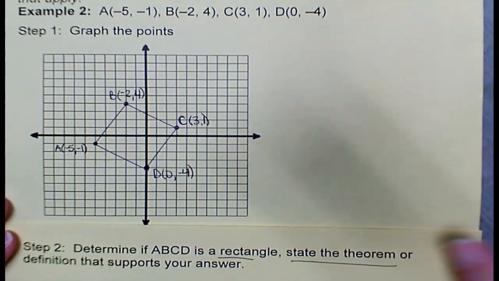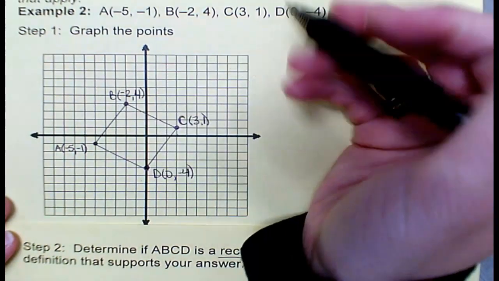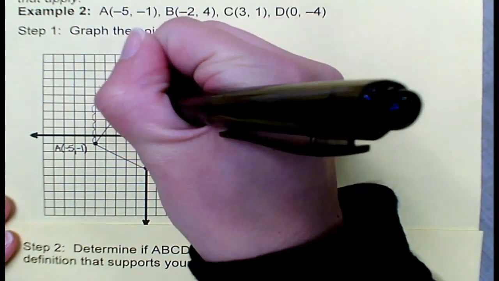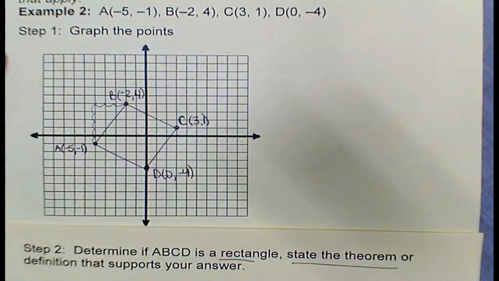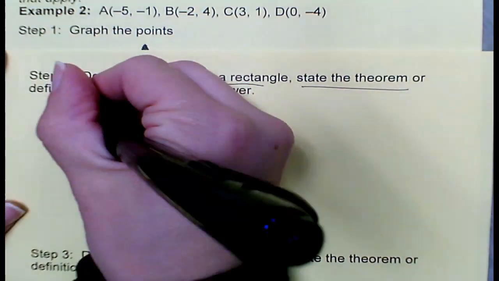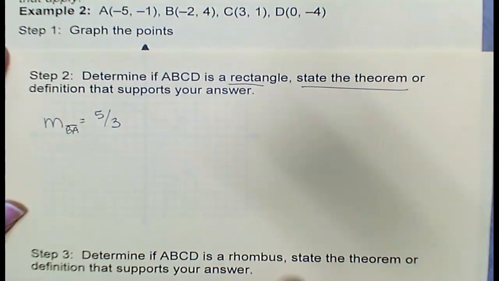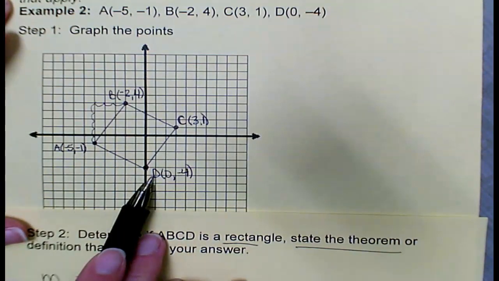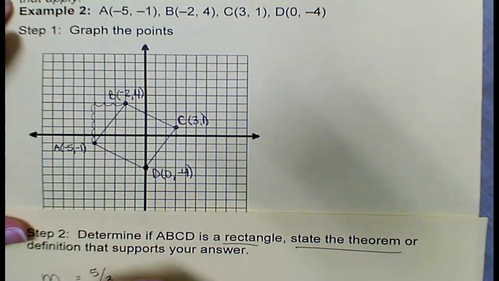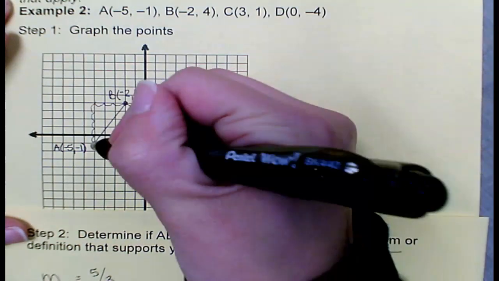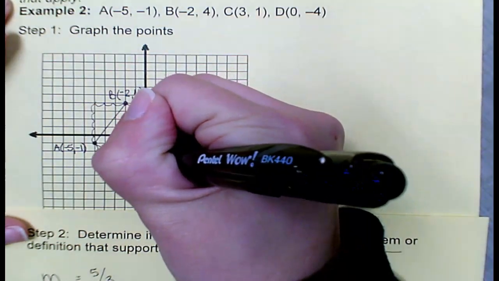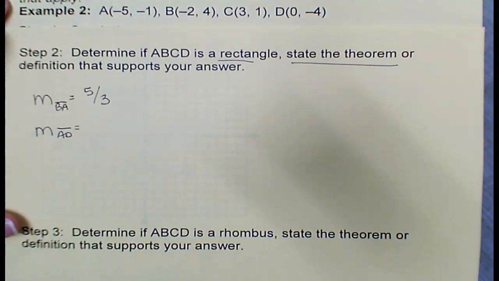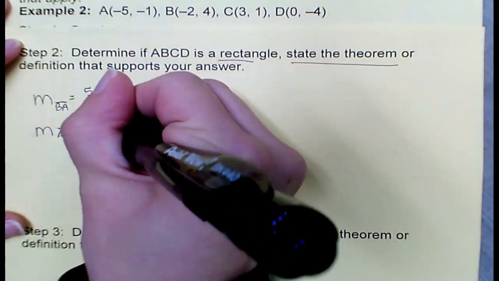There we go, the segment BA. In order to find the slope, I'll do rise, 1, 2, 3, 4, 5, and run, 1, 2, 3. So my slope is 5/3. And perhaps now I'll talk about this side. So I'll find the slope of segment AD. So this is a rise down, so negative 1, 2, 3, and to the right 1, 2, 3, 4, 5. So this slope is negative 3/5.